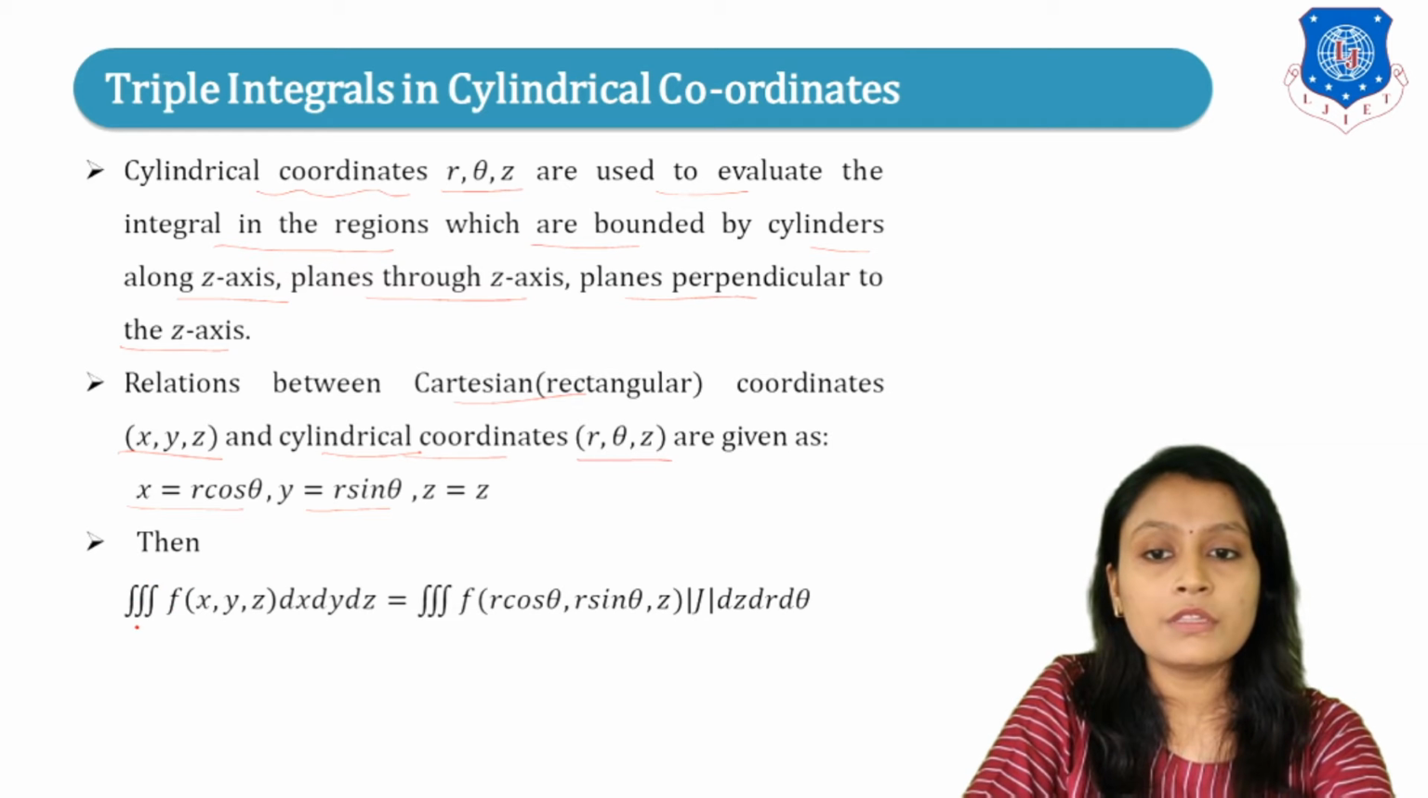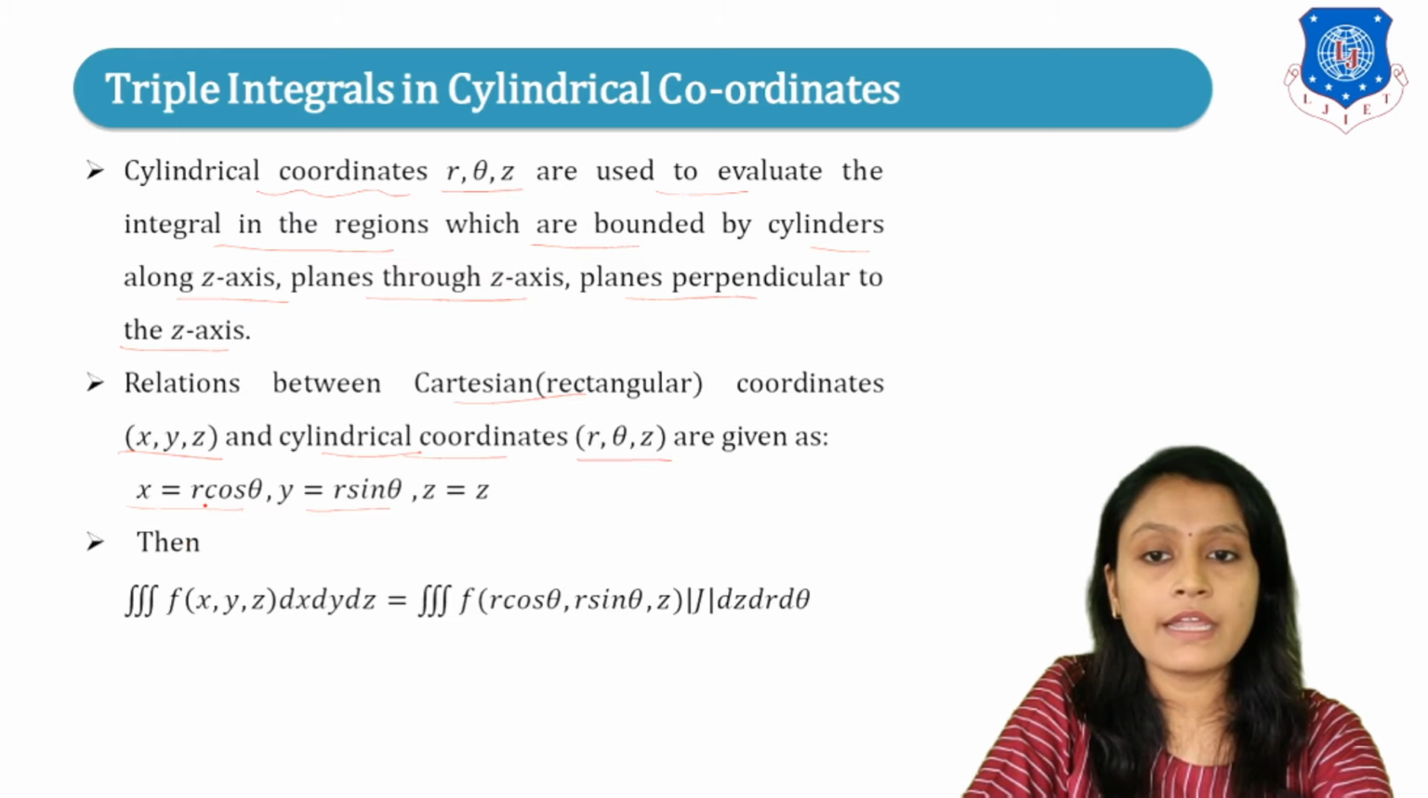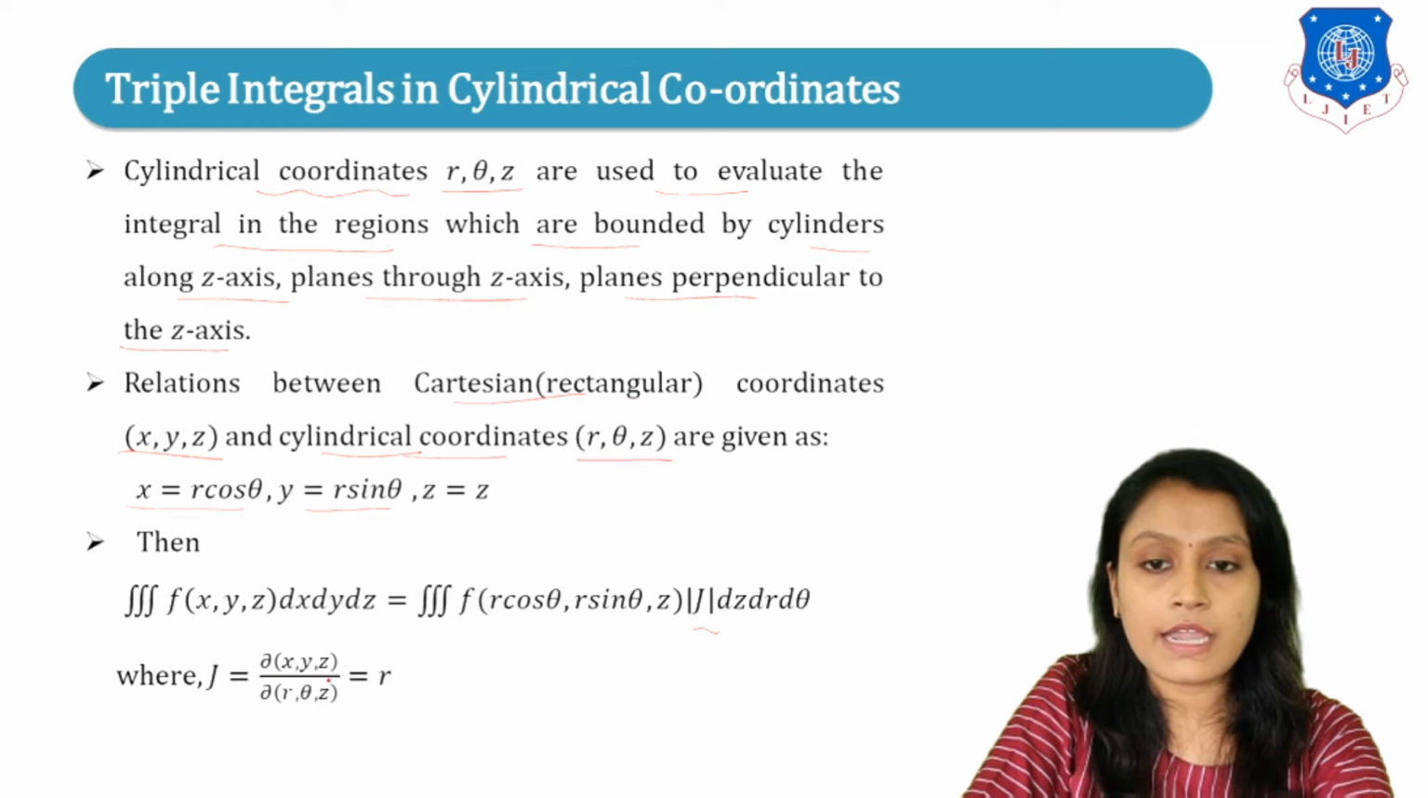Okay, so this triple integration f of x, y, z dx, dy, dz will become triple integration f of, now in place of x we will write r cos theta, so r cos theta, r sin theta and z, and we have this Jacobian, that is mod J dz dr d theta. Okay, where this Jacobian J is what? Del of x, y, z upon del of r, theta, z.